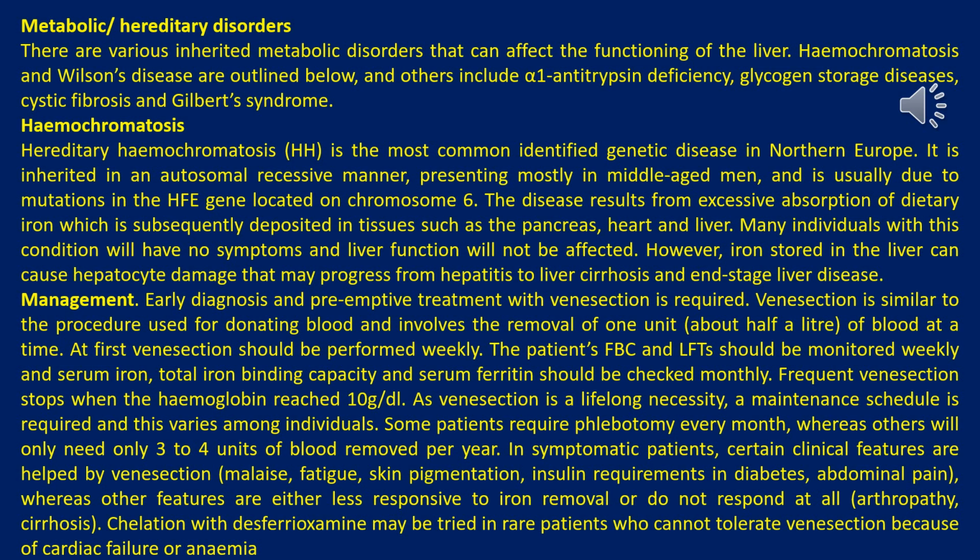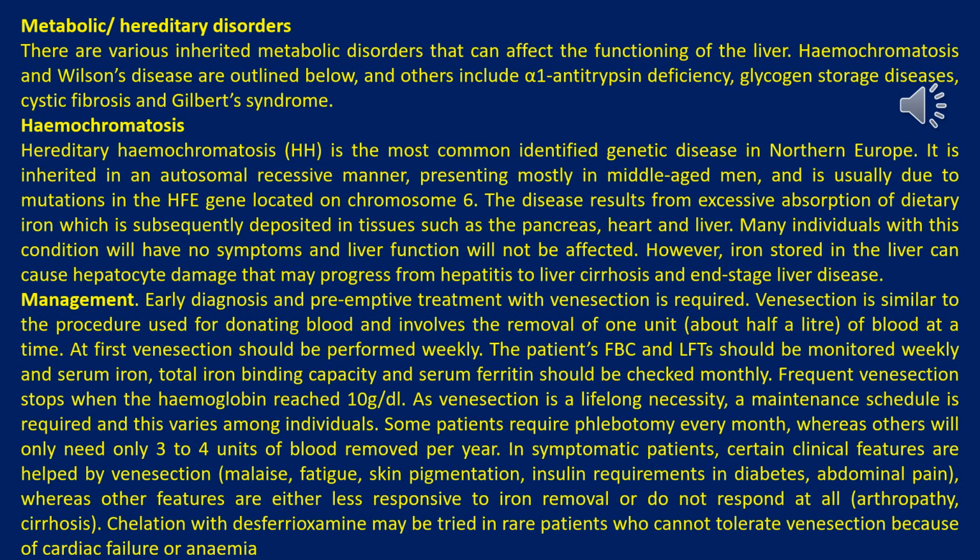Early diagnosis and preemptive treatment with venesection is required. Venesection is similar to the procedure used for donating blood and involves the removal of 1 unit, about half a liter, of blood at a time. At first, venesection should be performed weekly. The patient's FBC and LFTs should be monitored weekly and serum iron, total iron binding capacity and serum ferritin should be checked monthly.